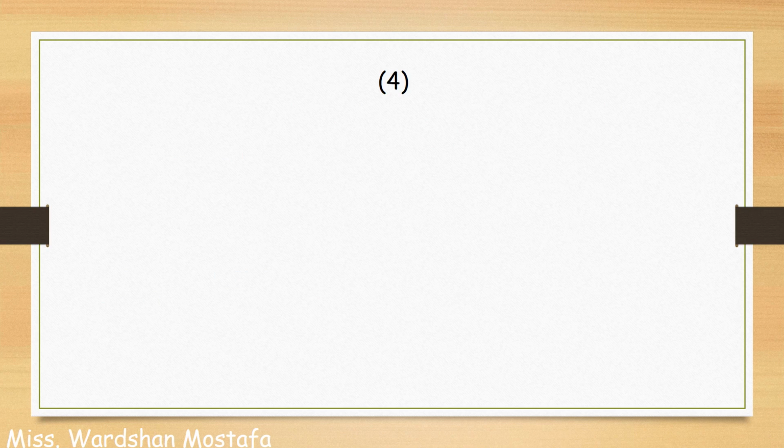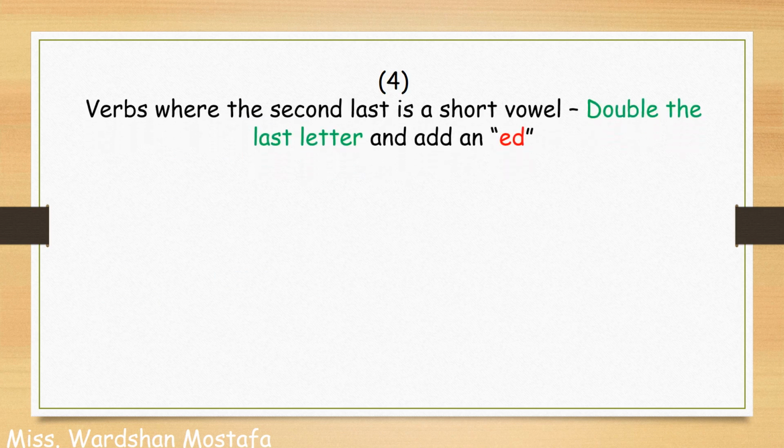Rule number 4. Verbs where the second last is a short vowel. Double the last letter and add the ED. For example, plan. It's the short sound. So we have a double N and we put an ED at the end. Stop becomes stopped. A double P and the ED.